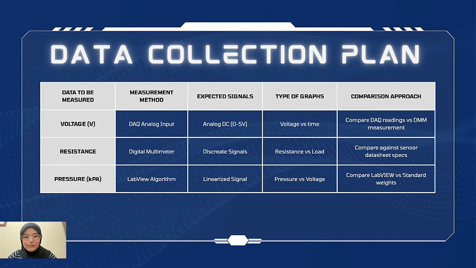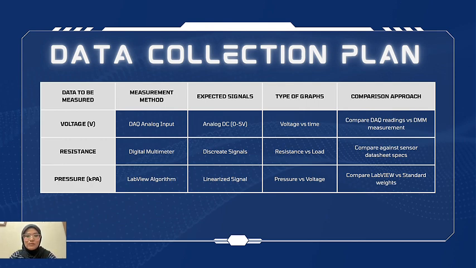And then for resistor measurement, we use a digital multimeter. The expected signals are the correct values. The graph plot will be resistance versus load, and the results are compared with the sensor datasheet specifications.